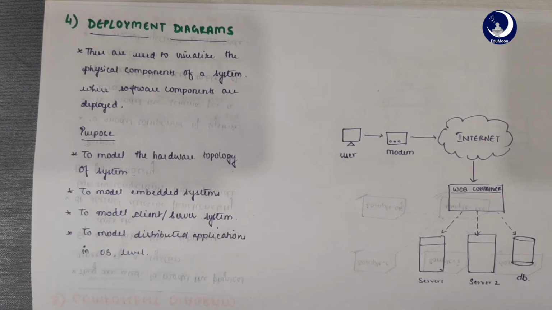The fourth and the last type of structural diagrams are deployment diagrams. These deployment diagrams are used to visualize the physical components of the system where software components are deployed. These deployment diagrams include the terminals of an actual physical component. The purpose of deployment diagrams are to model the hardware topology of the system. It is also used to model the embedded systems. And this is also used to model the client-server system, and deployment diagrams are also used to model the distributed applications at an operating system level.